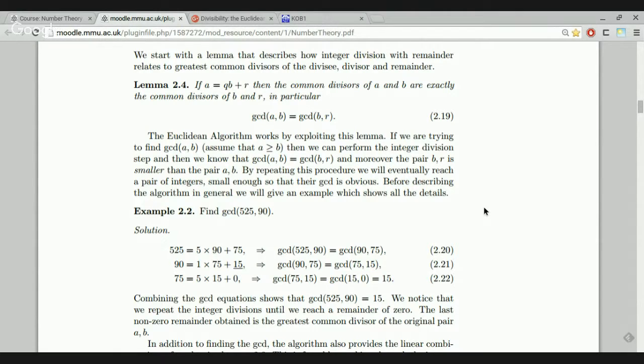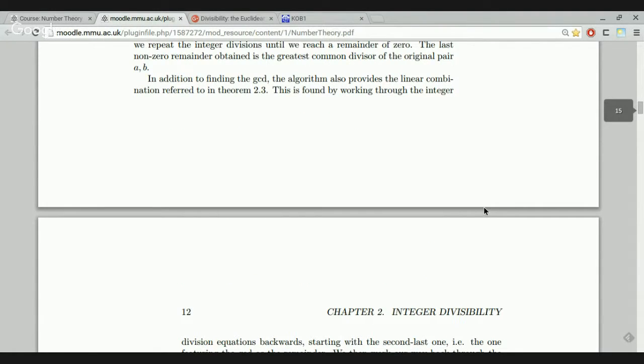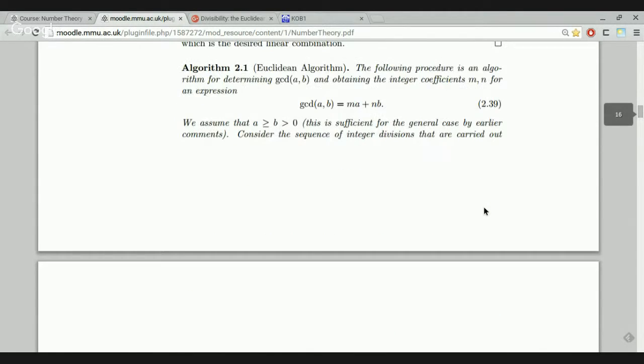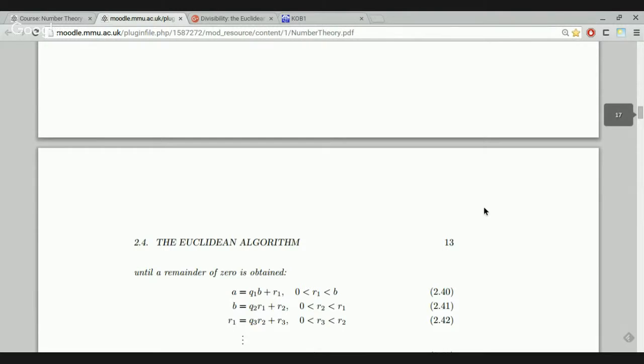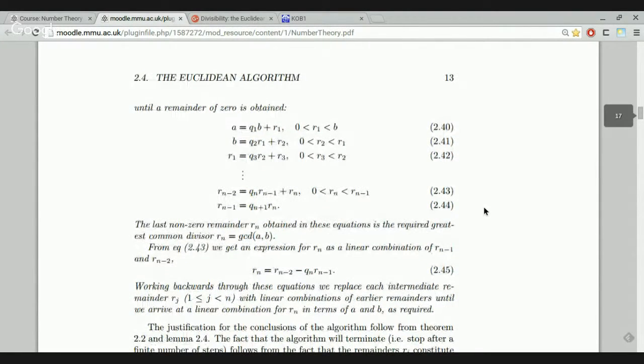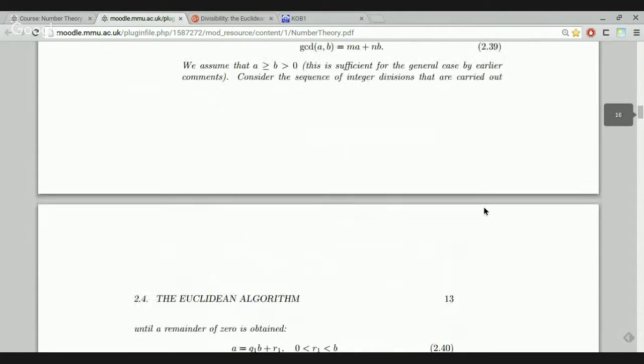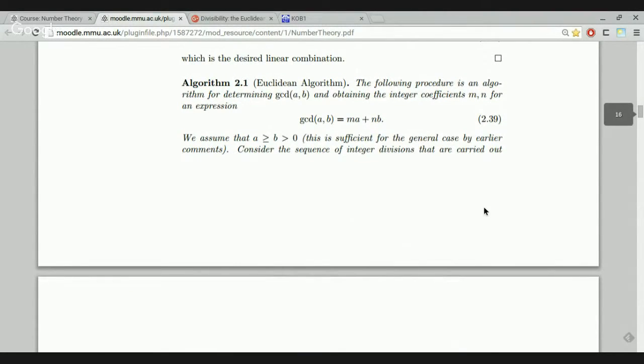Lemma 2.4 we've just proved. So that sets us up for looking at how we prove the Euclidean algorithm. But the proof of the Euclidean algorithm really is just the same as the examples we've looked at, except of course it's all letters, no numbers. So we set out the task of finding the GCD of A and B. We've seen that A is the larger of the two numbers. We want to find the greatest common divisor, and we want to obtain the linear combination.